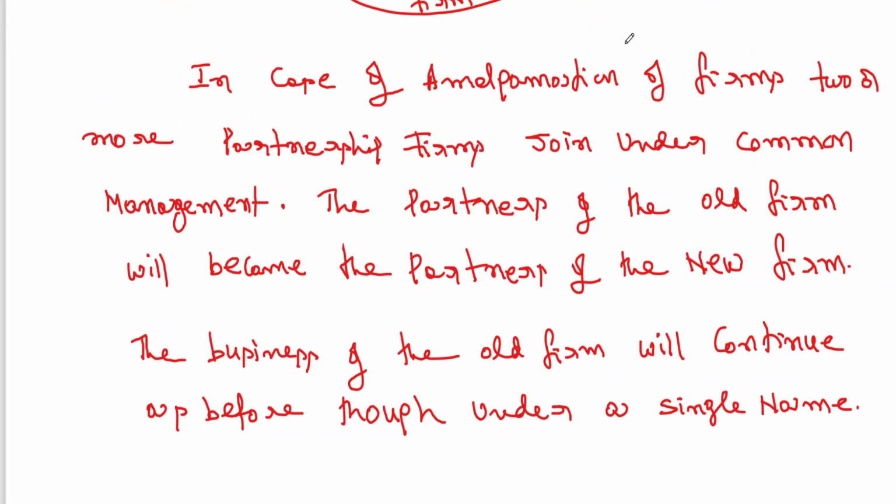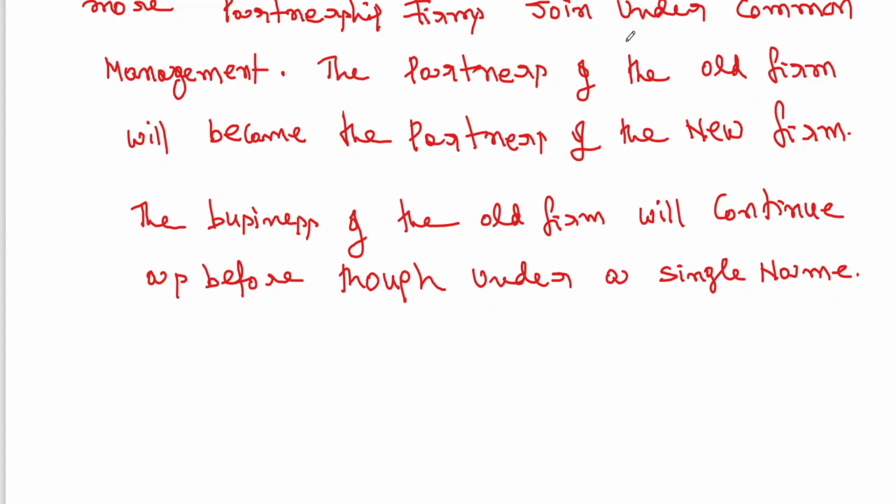In case of amalgamation of firms, two or more partnership firms join under common management. The partners of the old firm will become the partners of the new firm. The business of the old firm will continue as before, though under a single name. Now let us look at the accounting entries for this.